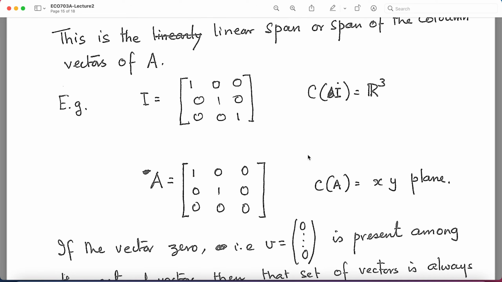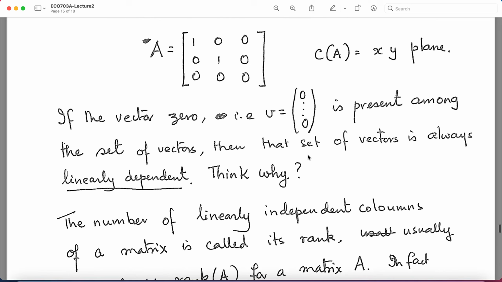These cannot form a basis of R3. So, all the possible linear combinations do not generate R3, because to generate R3, the basis set must have exactly 3 linearly independent elements. Once you have a 0 vector among them, as I told you, the set of vectors cannot be linearly independent.